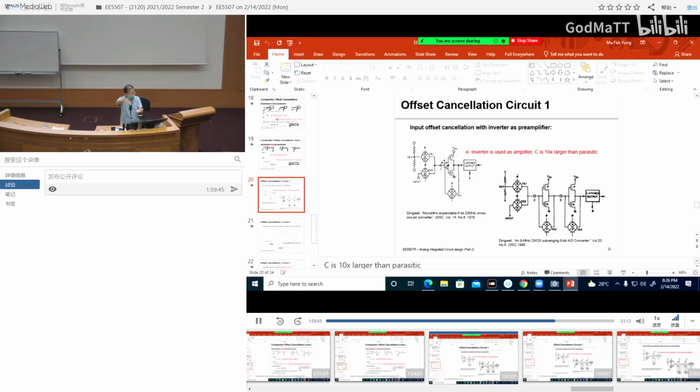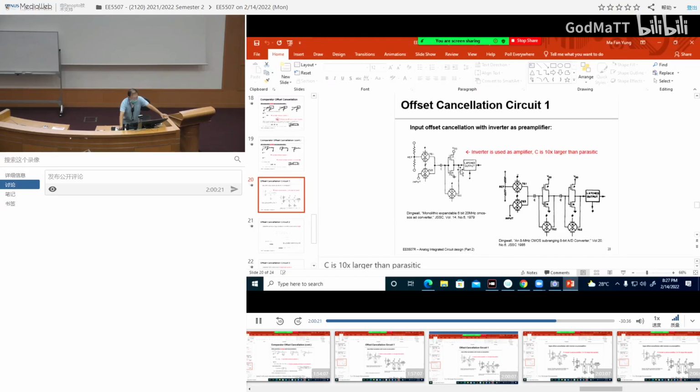The inverter amplifies in the opposite sense, with a negative slope, so if the input goes high, the output will go low. It's not the normal amplifier that goes this way, okay? So here is the offset cancellation at the input side. C is at the input side.